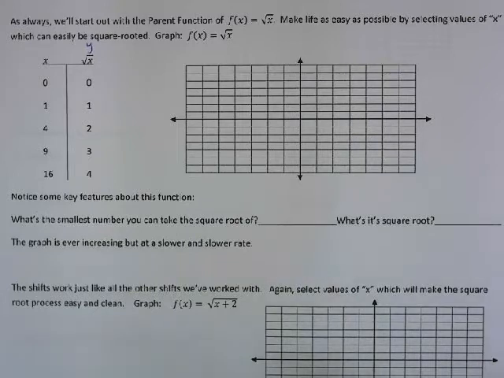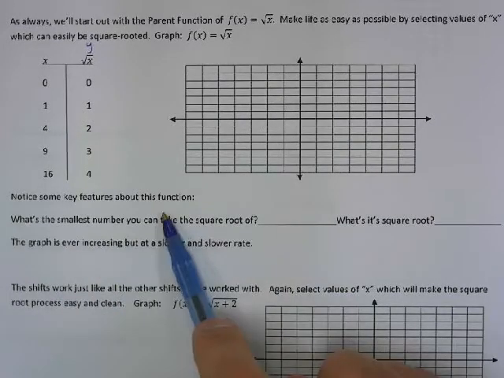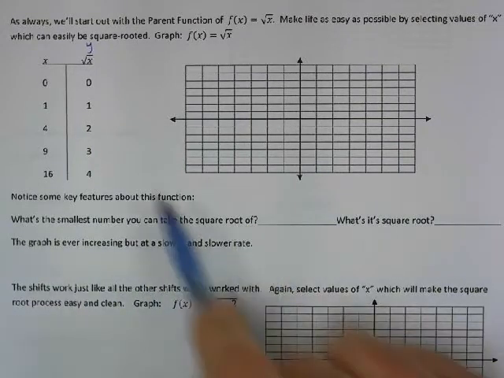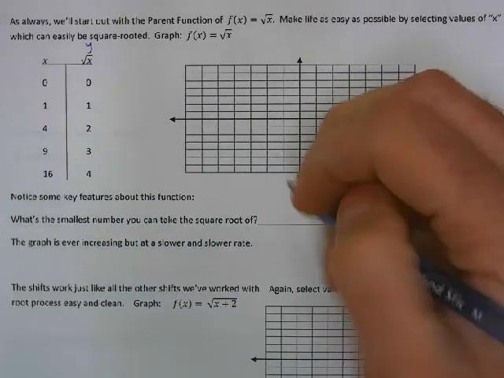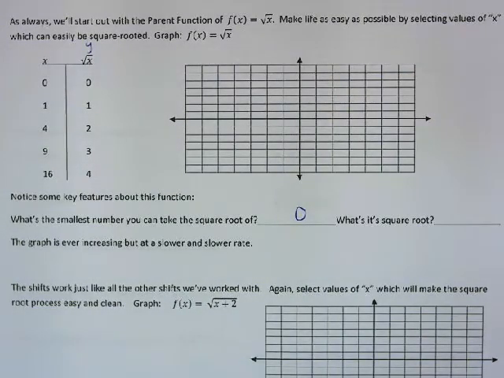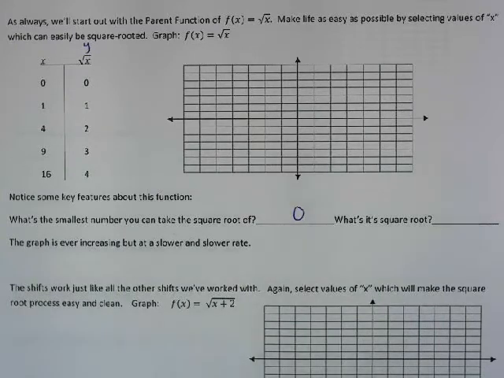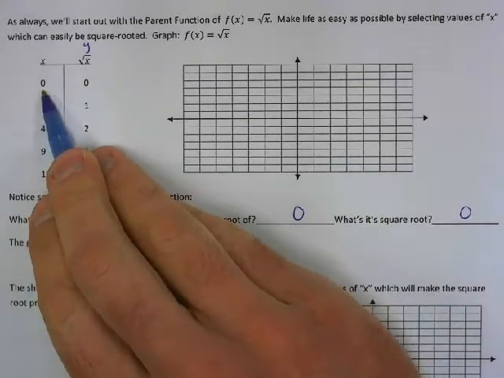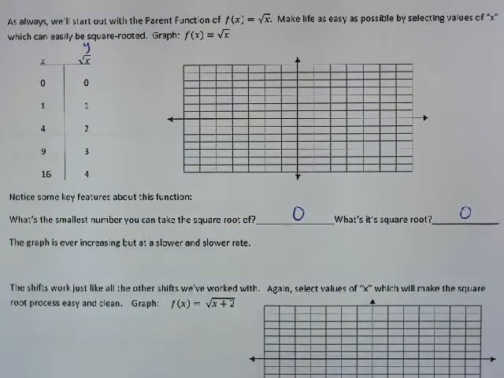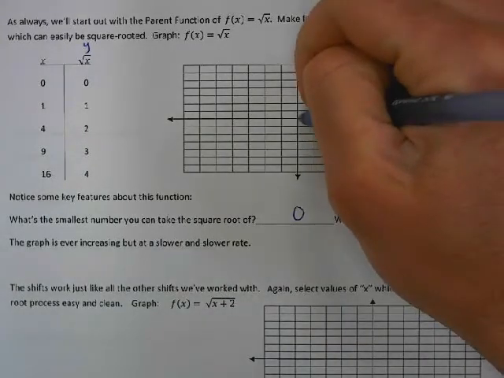Okay. All right. Notice some key features about this function. What's the smallest number you can take the square root of? Well, they already kind of filled it in for us, but the smallest thing we can take the square root of is 0. Okay, because we can take the square root of any positive number. We don't want to work with negative numbers. We're not working with imaginary numbers here. And then what is the square root of 0? Well, that's also 0. Okay, which is why in our table, when we plug in x is 0, we get y is 0. So then this thing has like a starting point. It's not really a vertex, more of a starting point at 0, 0. So then that's our first point.